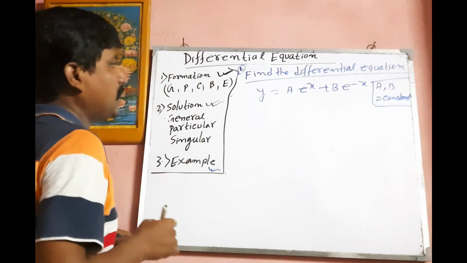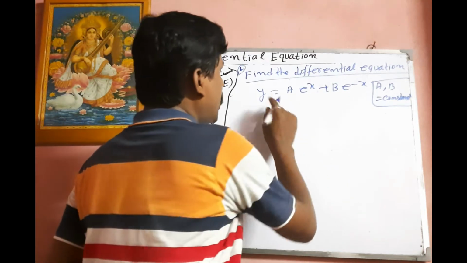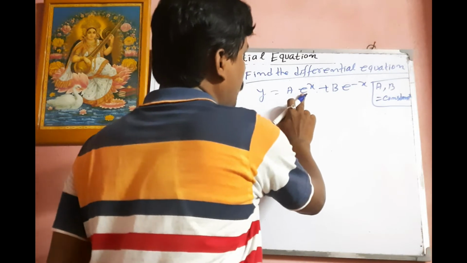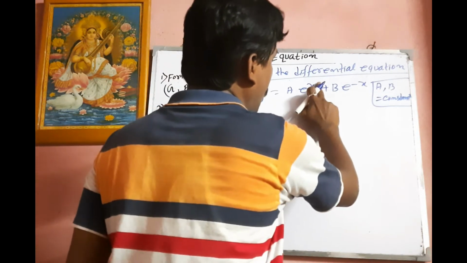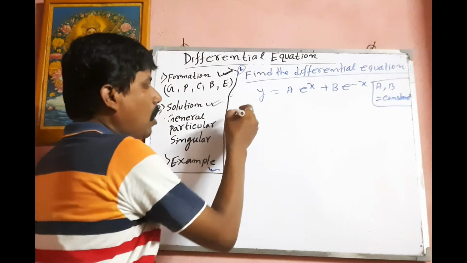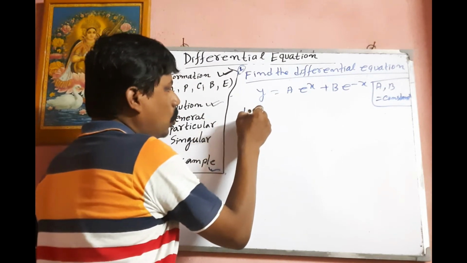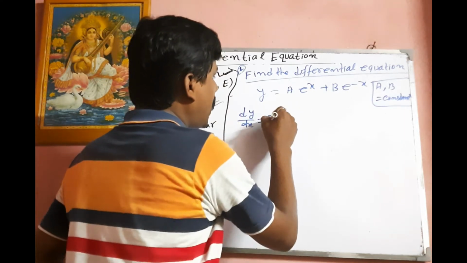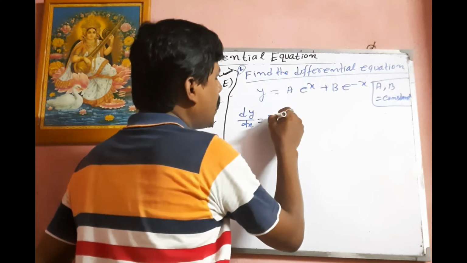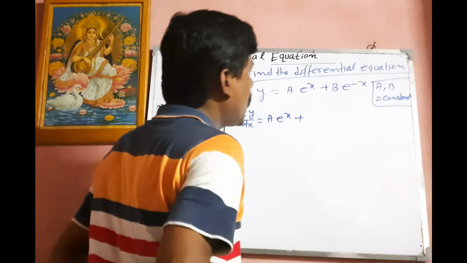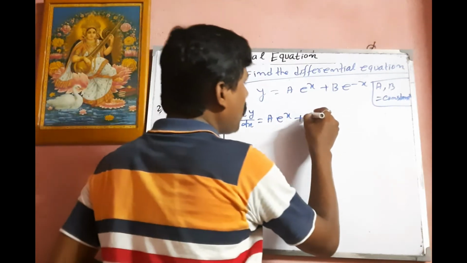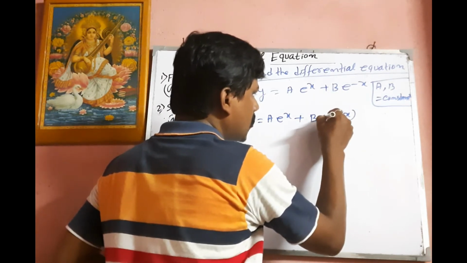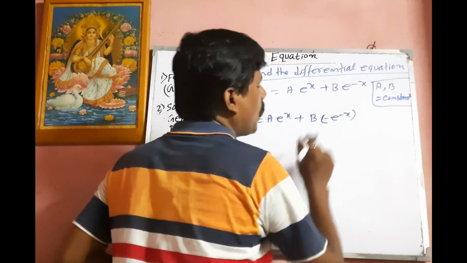The second example of the day is to find the differential equation of these equations. So y is equal to a times e to the power x plus b times e to the power minus x. Now differentiating with respect to x, we get dy/dx is equal to a times the derivative of e to the power x, which is e to the power x, and similarly the derivative of e to the power minus x will be minus e to the power minus x.